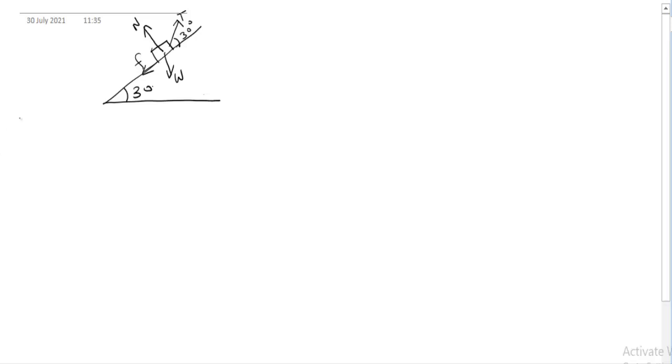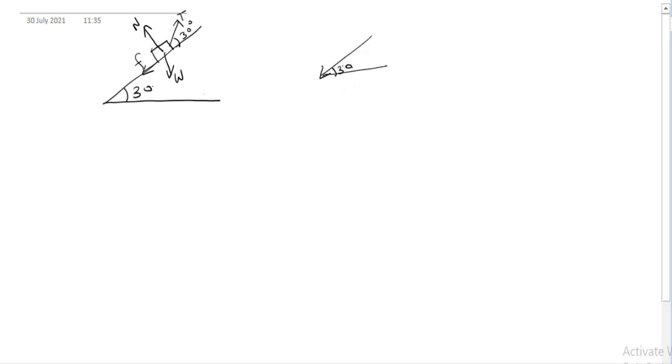Each one we can divide into its respective components. Here the frictional force is acting in this direction. First I am considering the friction with respect to the horizontal. Friction is making an angle 30 degree.